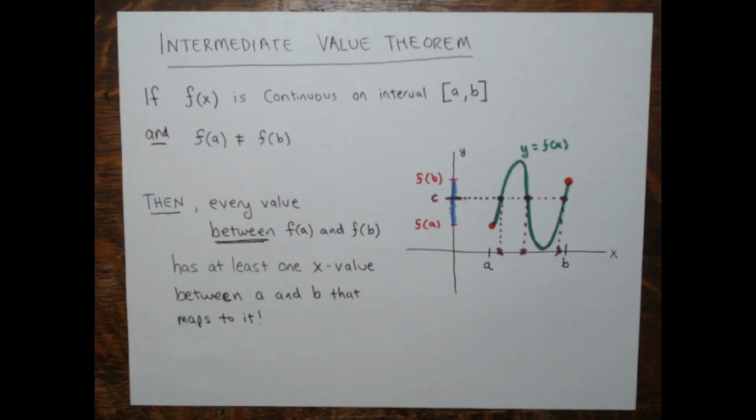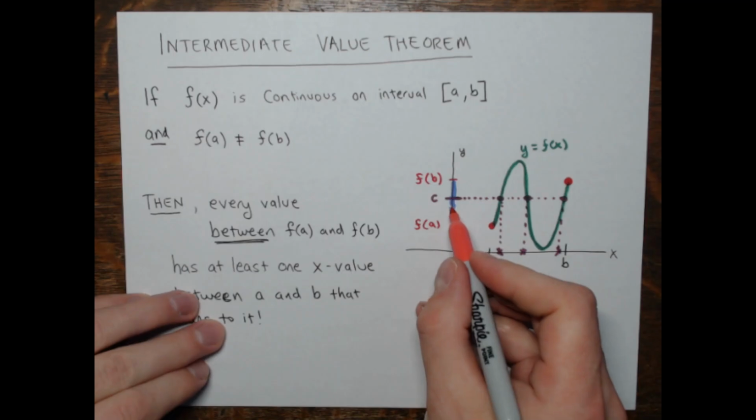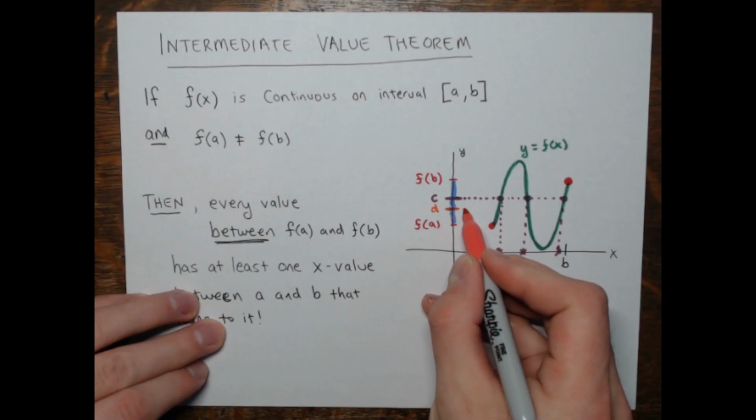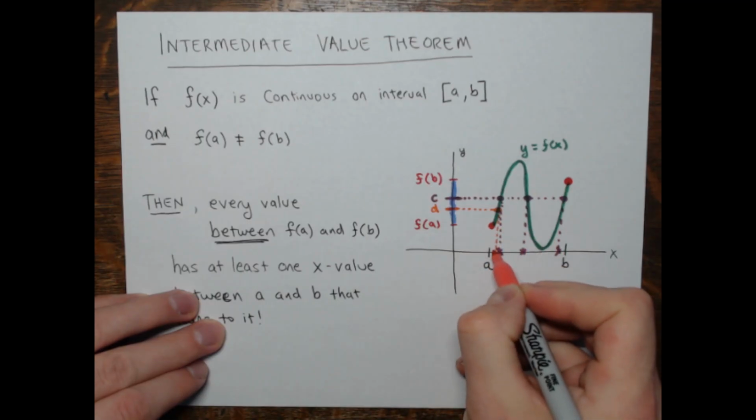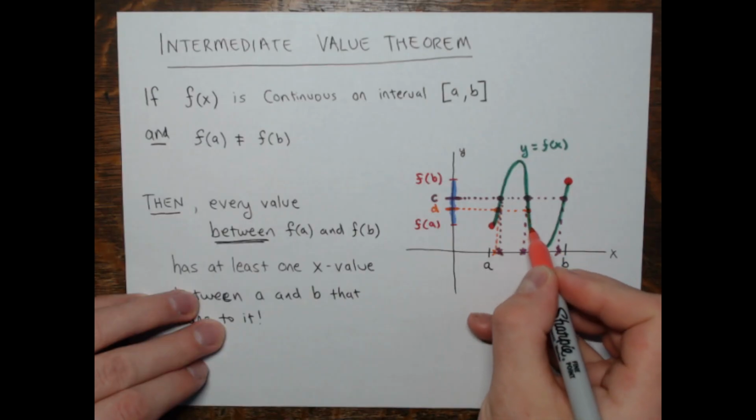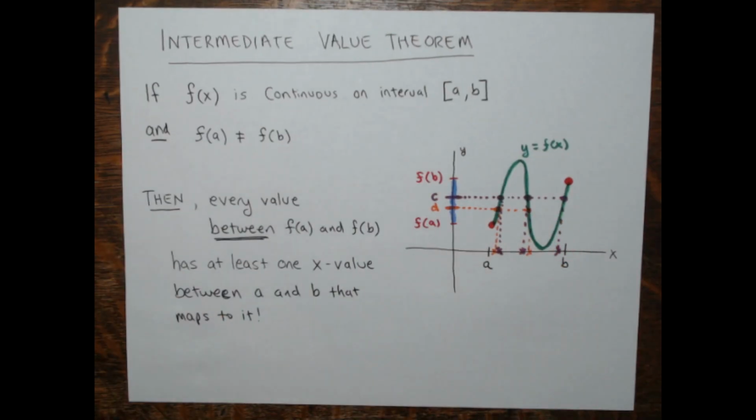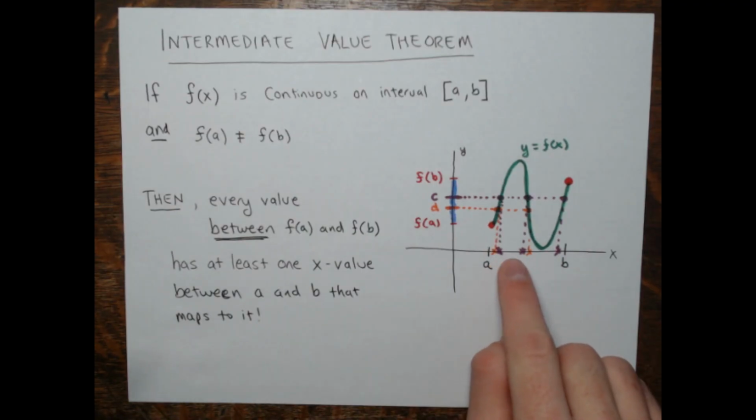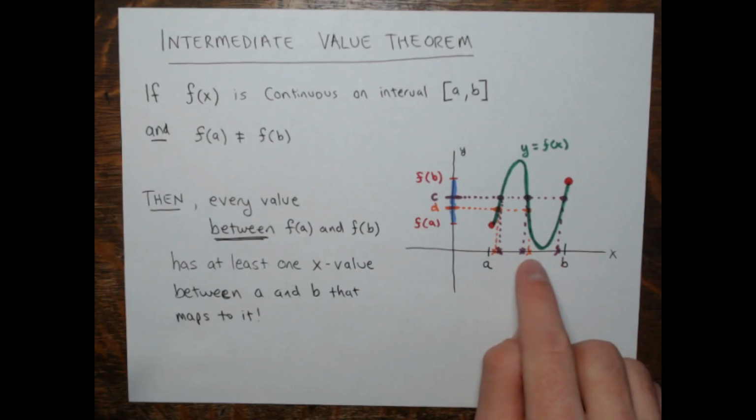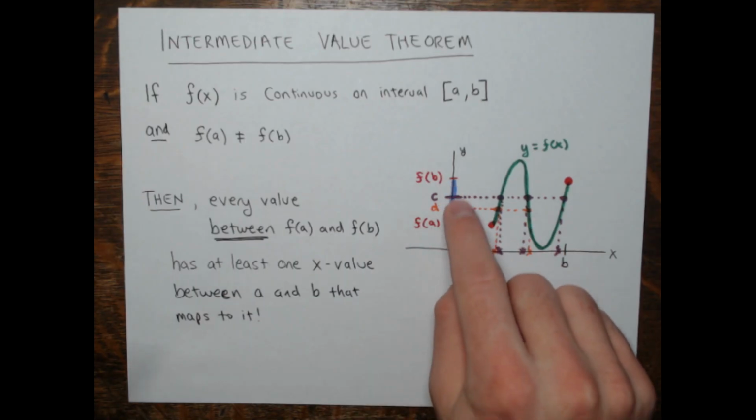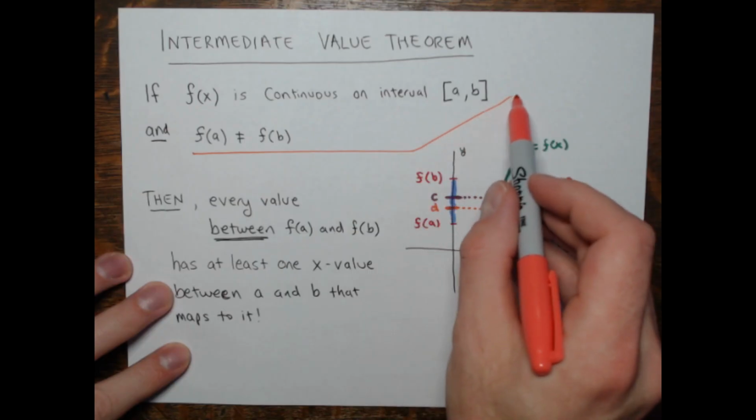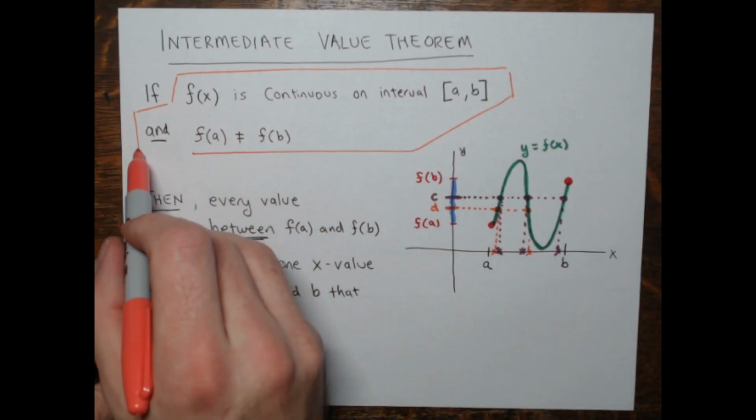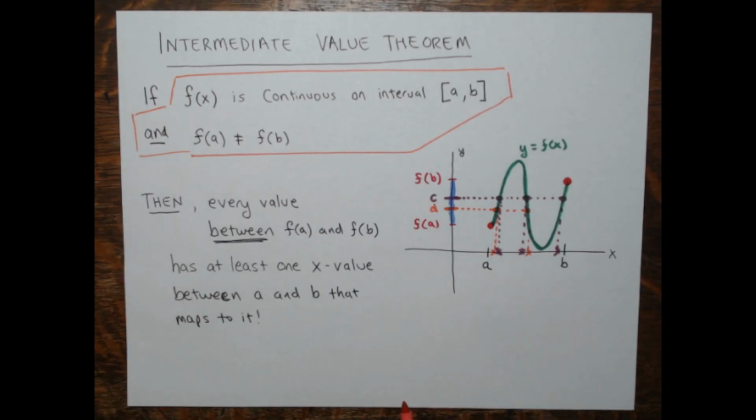There's one more example here. So here's another value, right? Again, between f of a and f of b, I'll call it d. Go across and see, hey, there's this point, and that x value is between a and b. And then there's this point, and that x value is between a and b, and so on, right? You'll always be able to find at least one x value between a and b that maps to your value between f of a and f of b. But these conditions have to be met, though, right? These two conditions must be met in order for us to guarantee that this will happen.